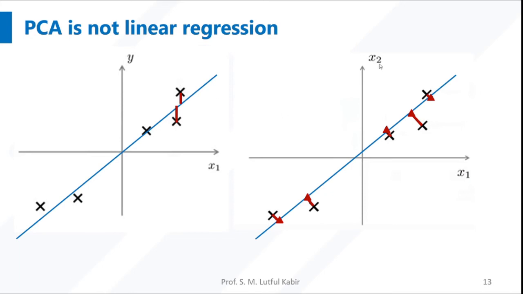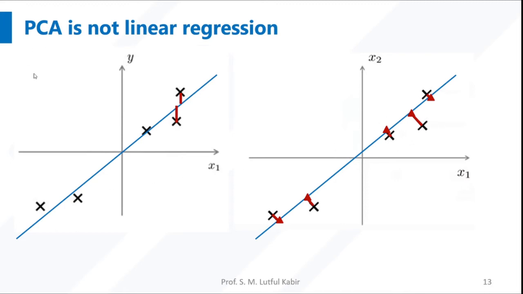But in case of PCA, the straight line is found and the error is also found, but this error is not a vertical error, rather it is a perpendicular error from the point onto the surface. You calculate the total square of these errors, so both x1 and x2 are considered for the calculation of errors.